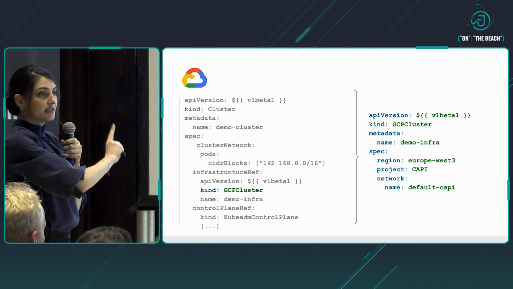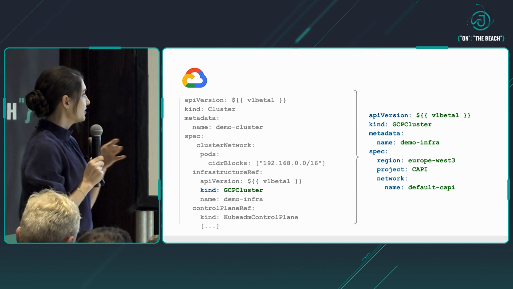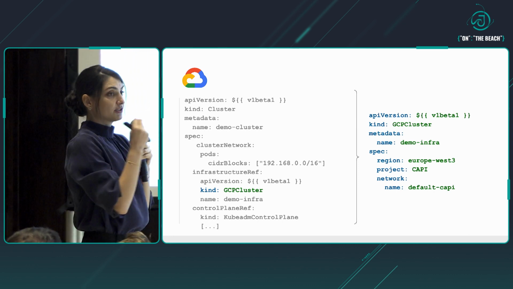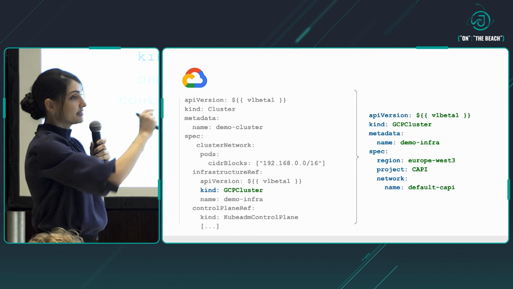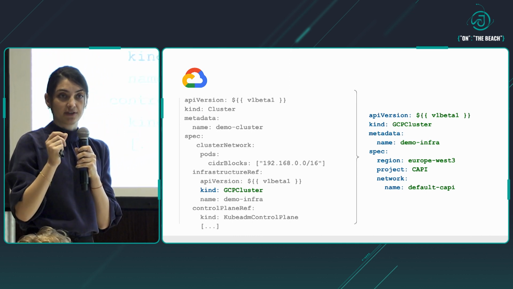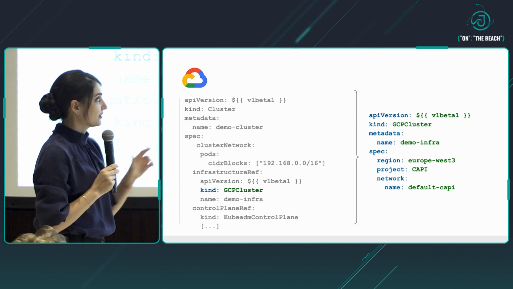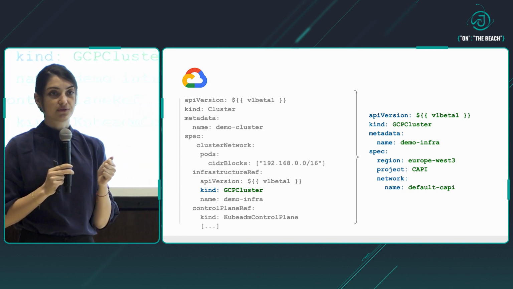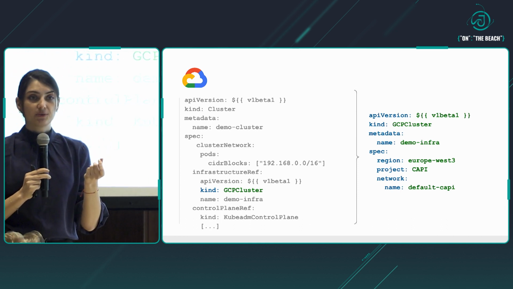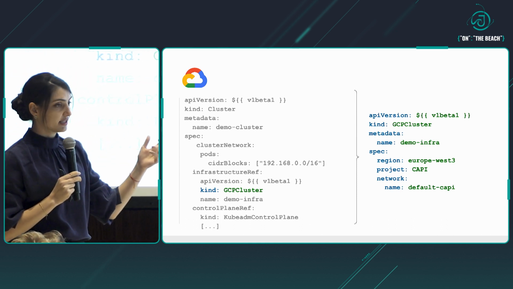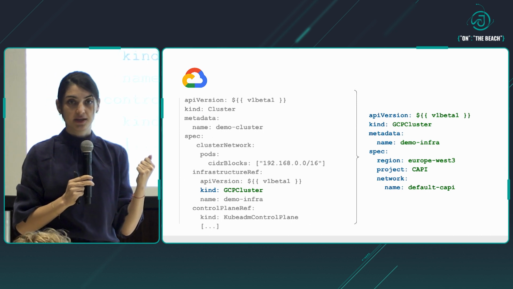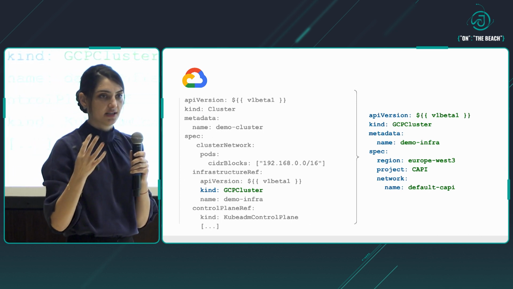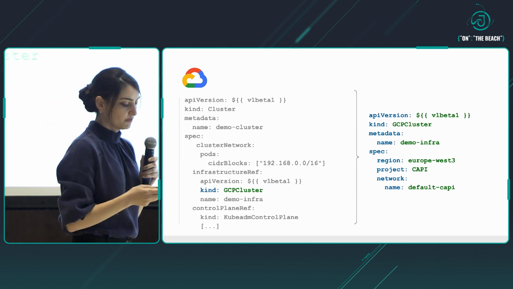So in our cluster manifest, the only thing we need to change is going to be the GCP cluster. The kind is going to be different. And what we actually choose is a manifest that has parameters specific to GCP. So here, the region is going to be Europe West 3, which is a very particular naming convention for GCP. We have the concept of a project, which in this case, we attach our cluster to a CAPI project. And then in addition to that, we can choose other parameters such as the network, in this case with the name default CAPI.